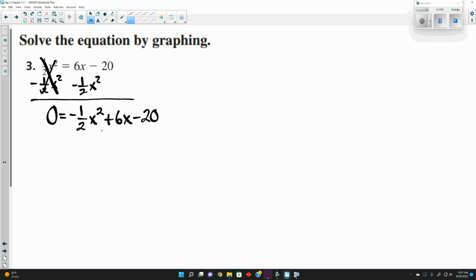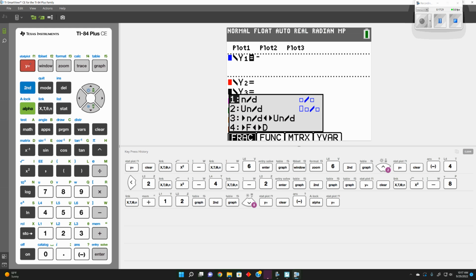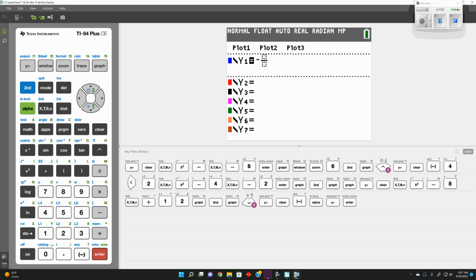So, guys, let's focus up here. We need to put in this function. The first thing we have is negative 1 half, yes? So what is 1 half as a decimal? 0.5. So we can do 0.5 if we want. If we want to put in a physical fraction, we can hit alpha, y equals, enter. And we can say 1 over 2 x squared.